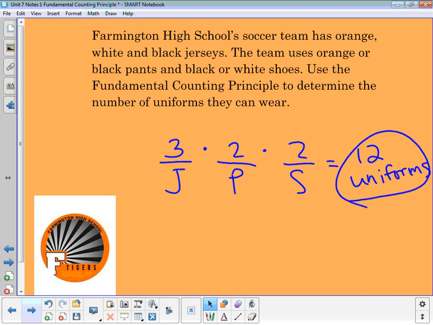Why don't you go ahead and pause the video at this point and see if you can figure out how many options there are in number 3.